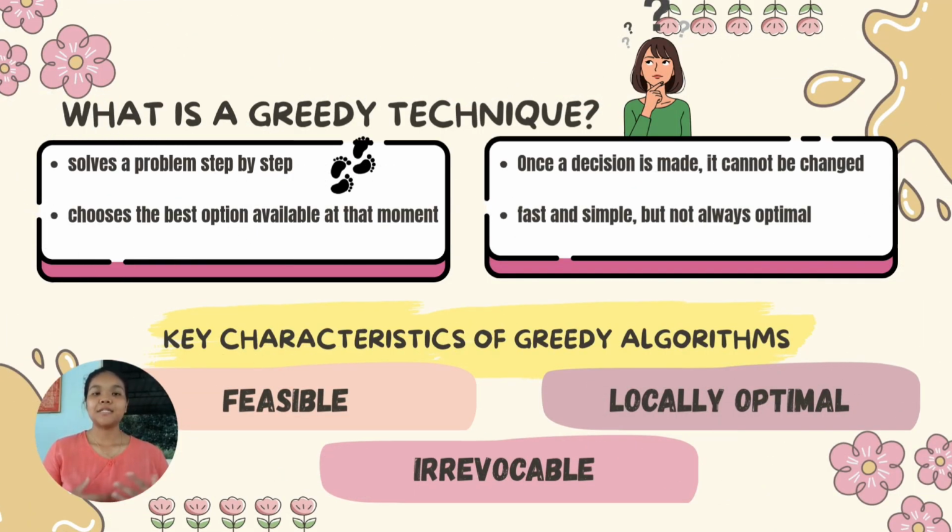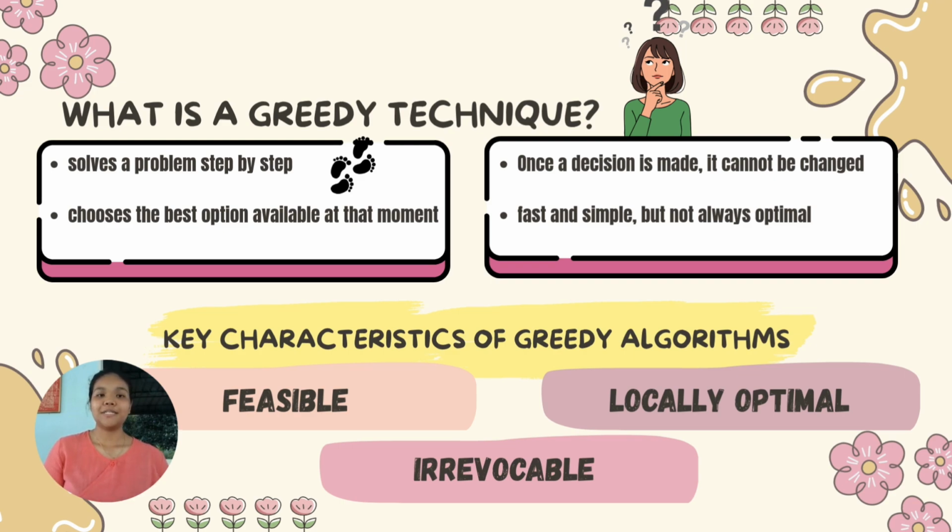Well, a greedy technique is a problem-solving method that solves a problem step by step by always choosing the best option available at that moment. The idea is to make a decision that looks optimal right now without considering what might happen later. Because of this, greedy algorithms are usually very fast and simple to implement.